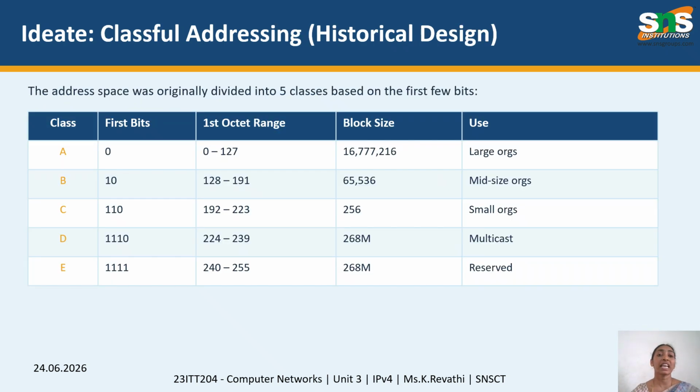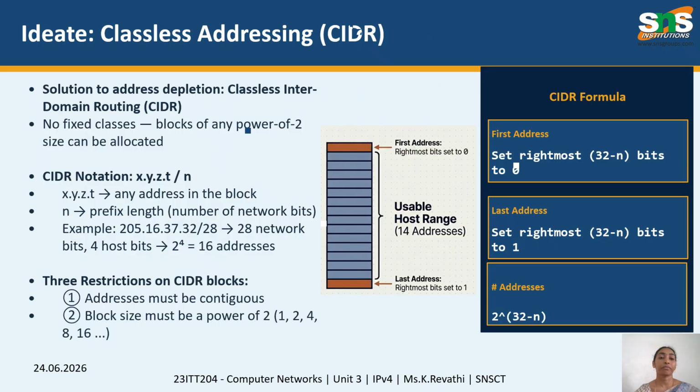The next is classful addressing of IPv4. Initially, IPv4 used class A, B and C networks. Class A supported large organizations, class B medium organizations and class C small organizations. This method caused address wastage.